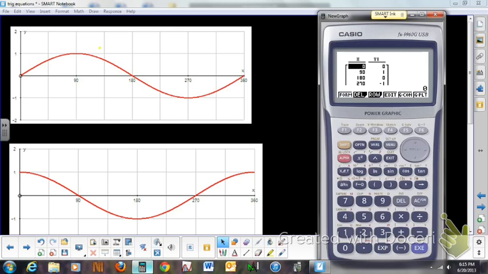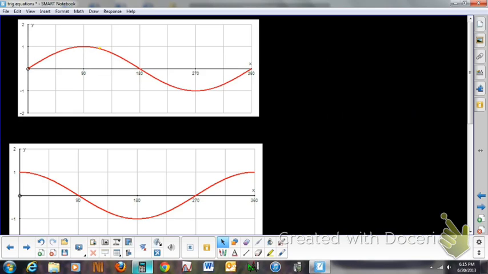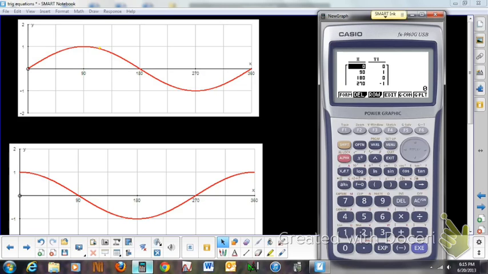That's the first point. It will go 90, 1. That's the second point. It will go 180 and 0. And it will go 270, -1, and 360 and 0. Now that's the points that we're interested in. We're going to go from 0 to 360.